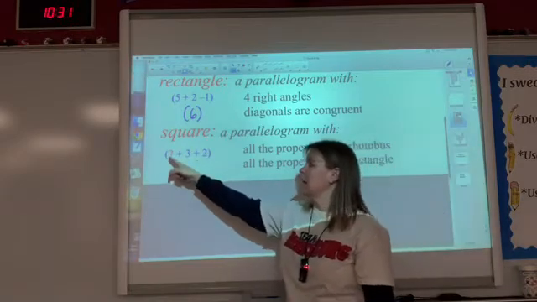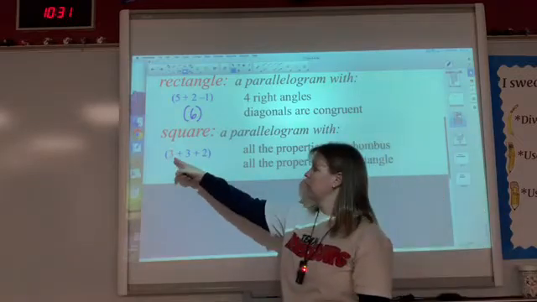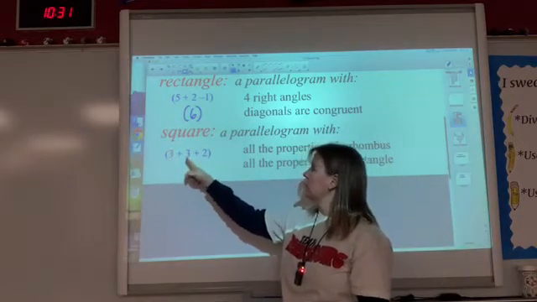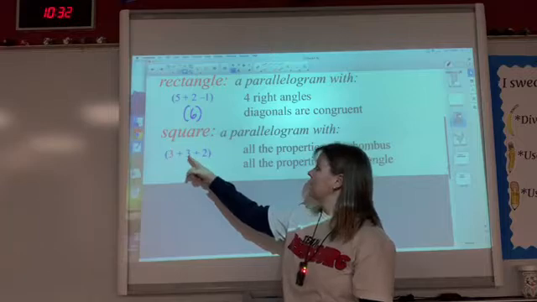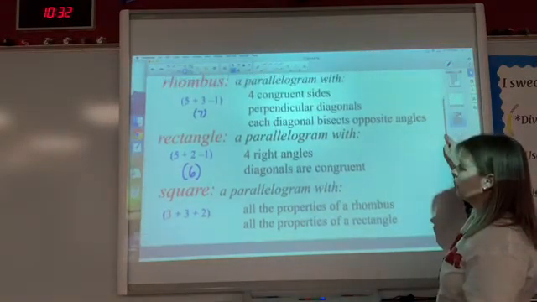It doesn't have opposite angles congruent. It has all angles congruent. But the other 3 parallelogram properties, plus the 3 that it has from the rhombus and the 2 more that it has from the rectangle.